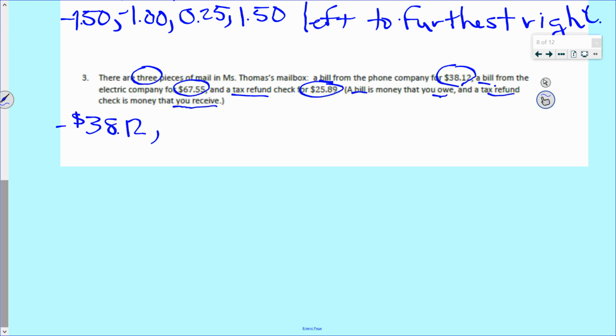What integer would I use for an electric bill of $67.55? Negative $67.55. What integer would I use for a tax refund of 25.89? 25.89. So it's positive, so I don't write a sign. It's just 25.89. Okay, what else are we supposed to do?